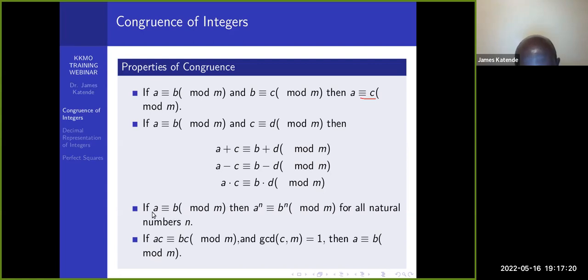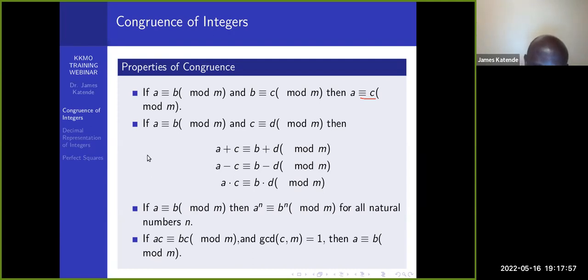So if A is congruent to B mod M, you can keep multiplying, raising each side to a power, and you still end up with a correct congruence. That follows from this, right? Because basically you are assuming both congruences are the same. A is congruent to B mod M as one of your congruences, and then again, A is congruent to B as the second congruence. Both of them should be modulo M, right? So you keep multiplying.